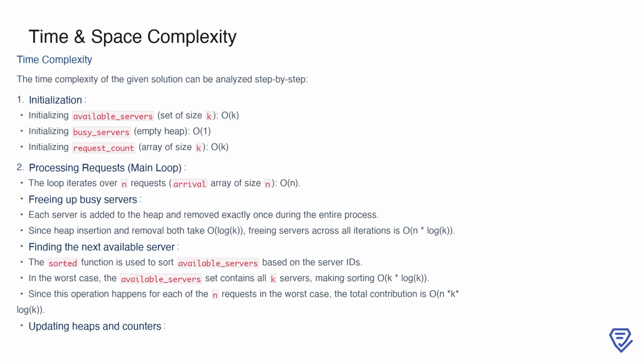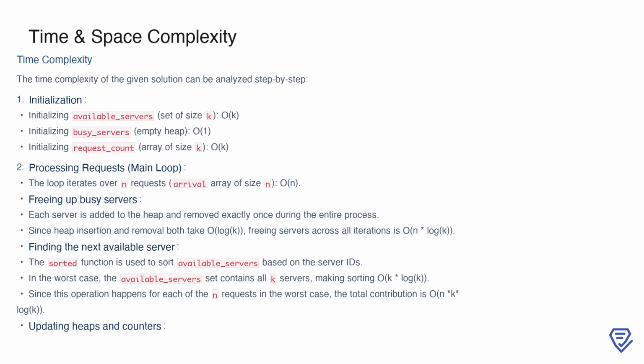First, during initialization, we create the available_servers set and the request_count array, both of size k, which takes O(k) time. Additionally, the busy_servers heap is initialized as empty, which is an O(1) operation. Next, we move to the main loop where we process the n requests from the arrival array.